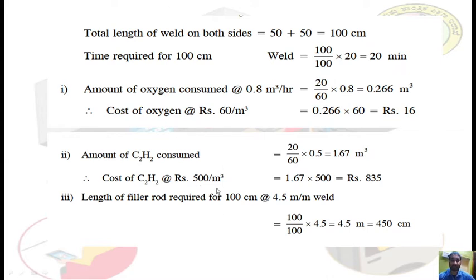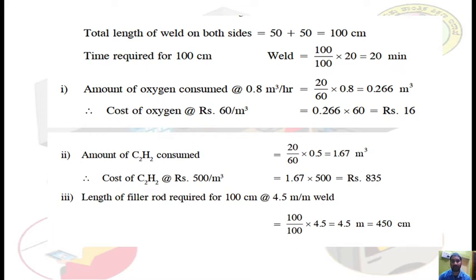So the cost of acetylene is 1.67, that is the requirement for our welding, multiplied by the cost of the acetylene per meter cube, which is 500. So we require 835 rupees, we have to pay 835 rupees for acetylene. The length of the filler rod per 100 centimeter is 4.5 meter per meter of weld.